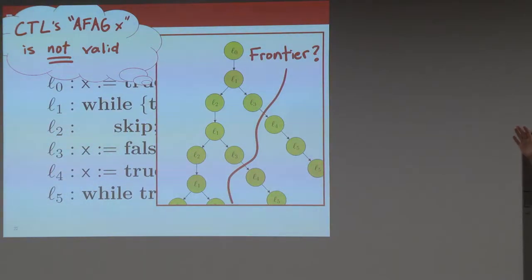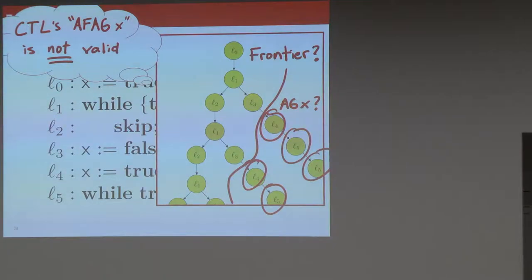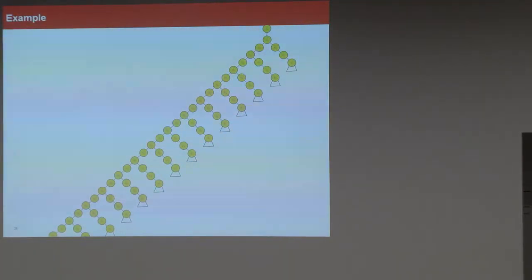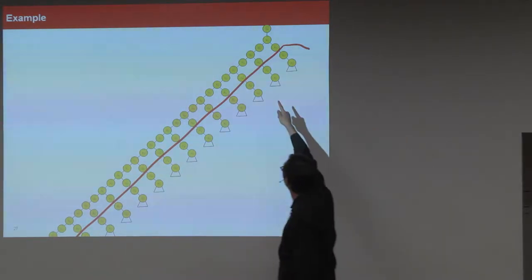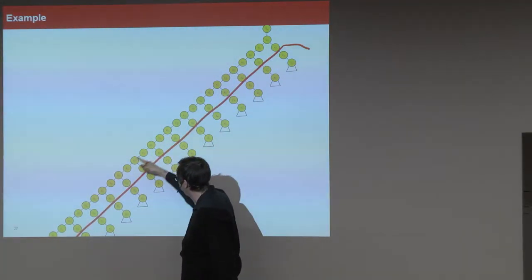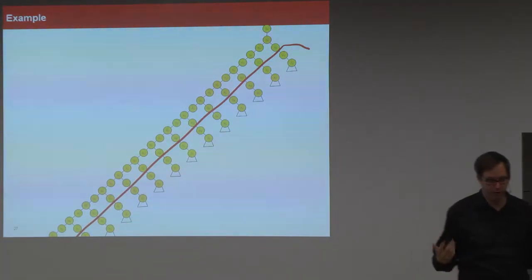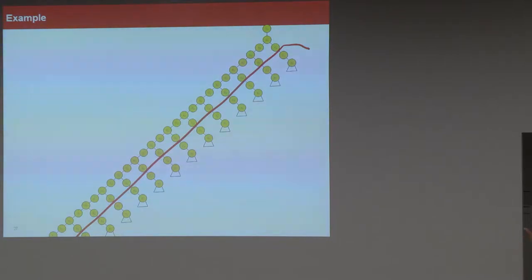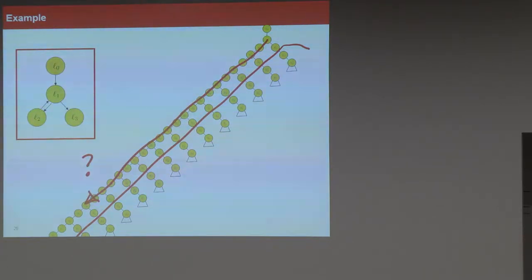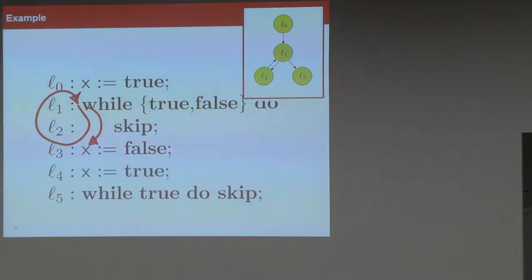And the question is now, can we find some frontier? Can we find some set of states that we eventually reach, and then from those states on, X is true and stays true? And it turns out we can't. The problem is that if we stay in the first loop, we can run forever, but at any point pop out and set X to false. And so for that reason, we can't prove AFAGX, the property isn't true, and we're done. Okay? So that's the difference between LTL and CTL.